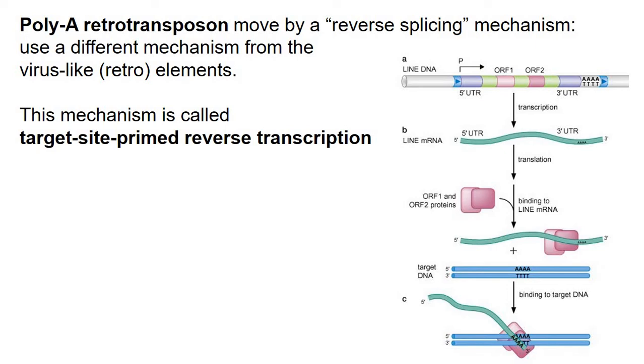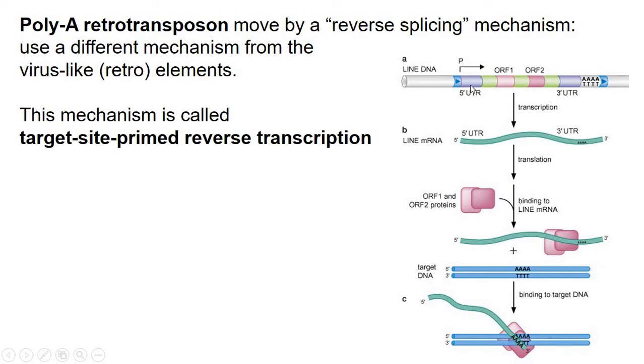The mechanism they use is called the reverse splicing mechanism, and as I said, it's different from the other retroelements. This mechanism is also called target site primed reverse transcription. So this is called target site primed reverse transcription. And you will see how it's different from the virus-like retrotransposition. So here, let's see this example of this LINE, long interspersed nuclear element.